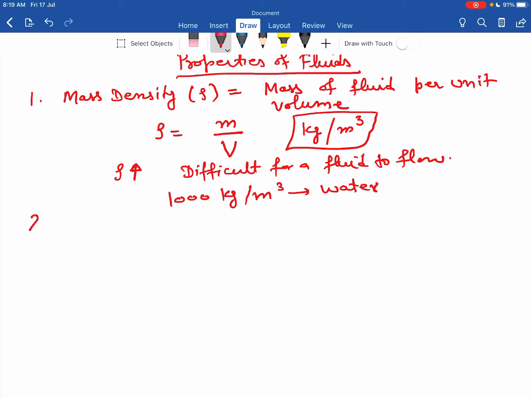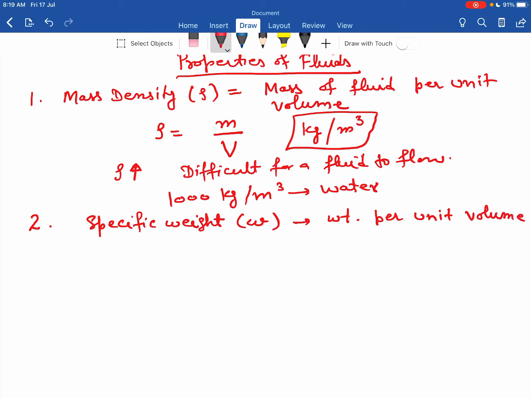Okay. The second important property of fluid is specific weight. The symbol is small w. Now it is defined as weight per unit volume. So you can say specific weight is defined as weight of fluid per unit volume. Okay. So W we can write as, the formula is weight divided by volume. Now its SI unit for weight is Newton and for volume is meter cube. So this is Newton per meter cube. Okay. Now the other name of the specific weight is weight density.